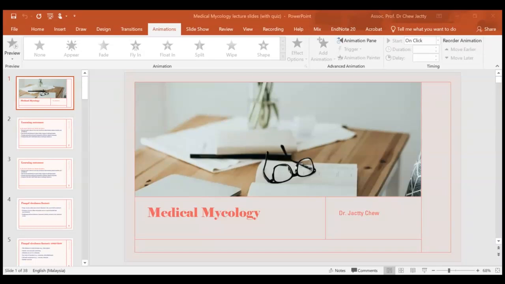So the first three, superficial, cutaneous, and subcutaneous, are very limited to the different layers or entry points, different targets in the skin. And for systemic, it is mostly traumatic inoculation of environmental fungus into the subcutaneous layer. In terms of the infection, it's usually more severe in terms of symptoms, but they are relatively rare compared to superficial and cutaneous mycosis.